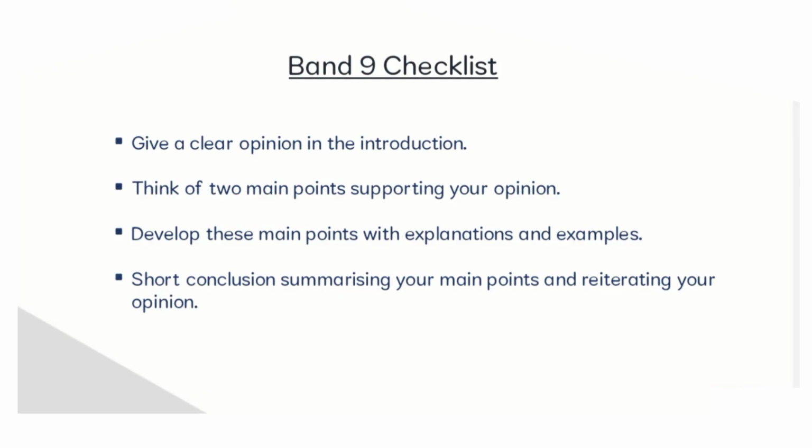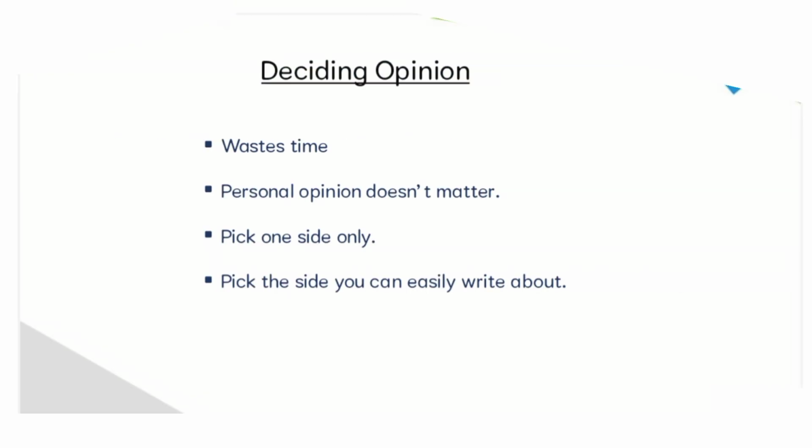Think of two main points supporting your opinion. So, if you are agreeing, you should find two reasons why you are agreeing. Or if you are disagreeing with that opinion, you have to find two reasons why you are disagreeing with that statement. Just finding two key points is not that essential, but our main thing is to develop these main points with explanations and examples. And our conclusion should be a short conclusion summarizing our main points, and also our opinion should be reiterated. Deciding opinion sometimes can be a waste of time.